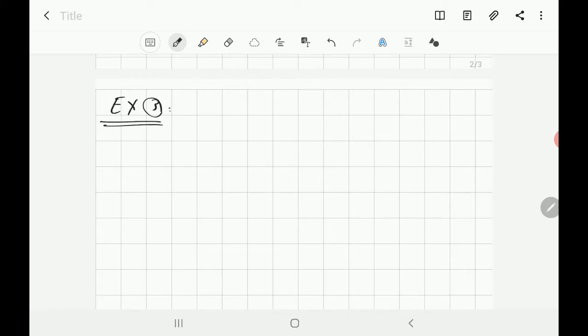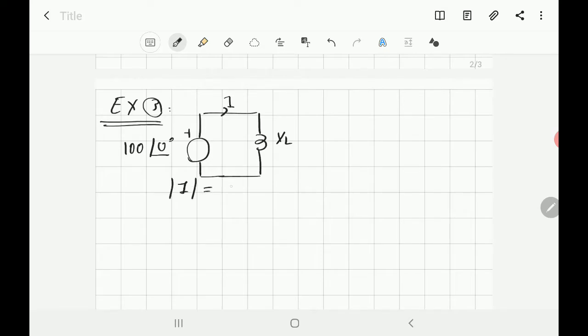All right. In the third example, it's a very simple problem, but it needs just an understanding of the relationship between the current and voltage in different elements. The question says that you have an inductor connected to a voltage source, and that's XL, and the voltage is equal to 100 on angle 0. When they measured the current in the inductor, they found that the magnitude of the current is equal to 4 ampere.